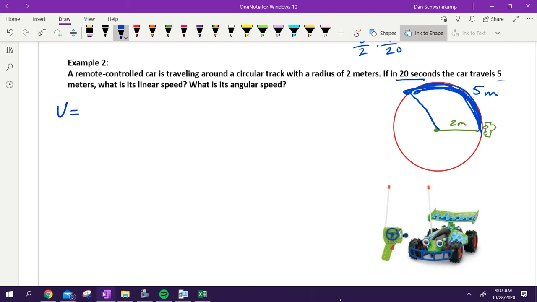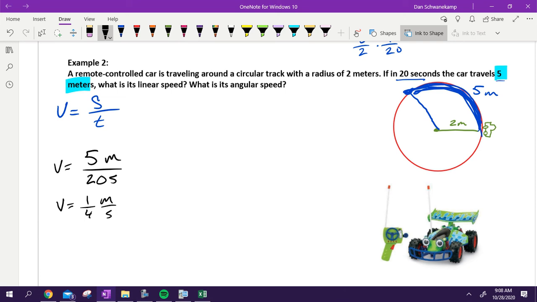Yeah, it is whatever your distance traveled is over time. Well, they told me directly what my distance traveled was. They didn't make me work for it. It was just 5 meters. So this is 5 meters. Over my time, what's my time going to be? 20 seconds. Cool. 5 over 20, my velocity is 1/4 meter per second. Done. Everybody good on that one?